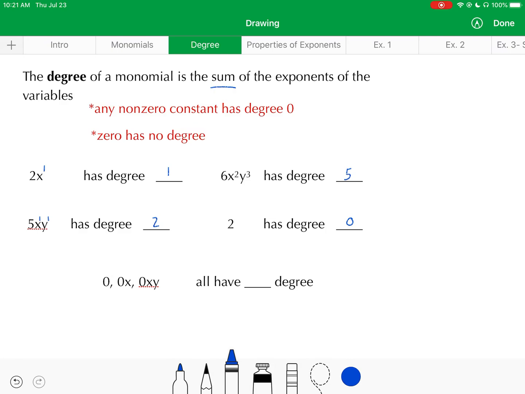And then 0, 0x, 0xy. Don't all of those actually simplify to the number 0 itself? We would say that all of those monomials have no degree.